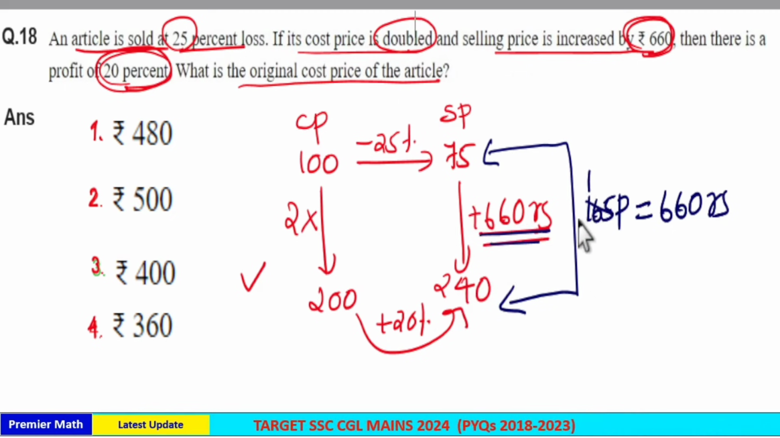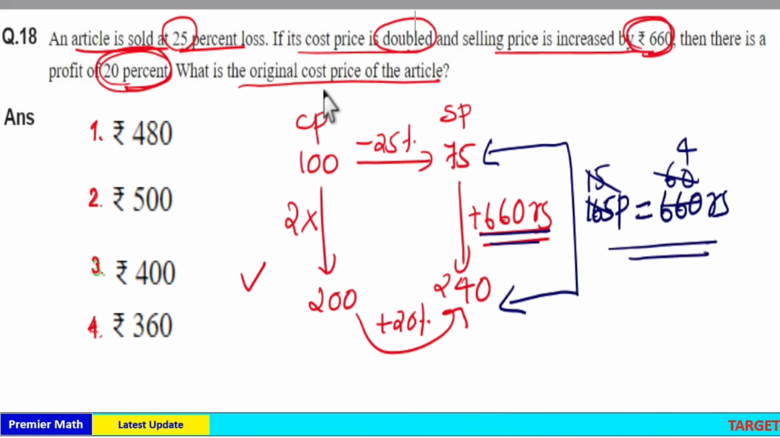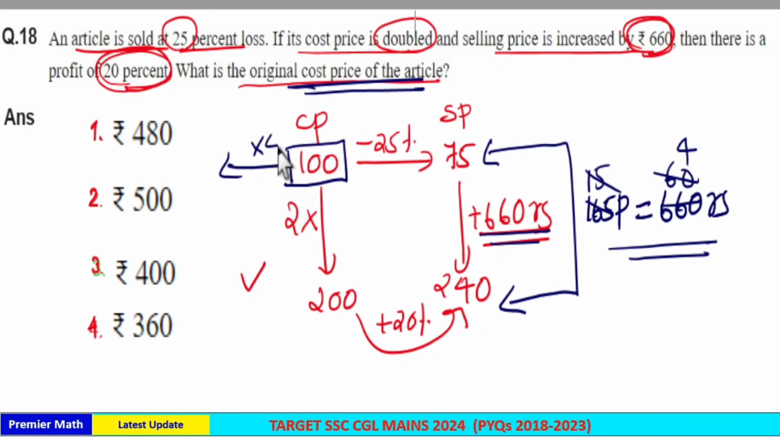11 goes 1 time in 16, 5 times in 55. 11 goes 60 times in 660. 15 goes 4 times in 60. So one part is given as 4 rupees, and we need the original cost price of the article. Original cost price of the article is 100 part, so 100 into 4. 400 rupees is the original cost price. Option 3 is your answer.